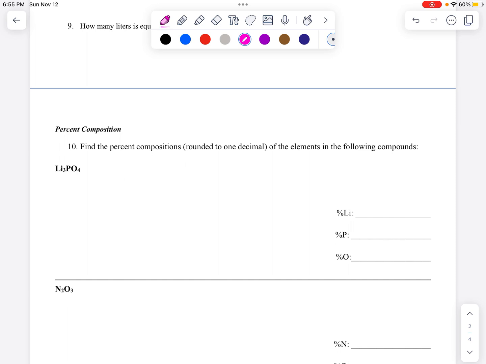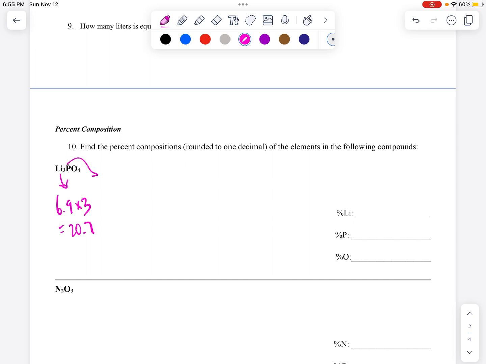So let's see. The first step you're going to have to do is find the molar mass of the entire thing, okay? So let's go ahead and try to find lithium first, okay? On the periodic table, lithium is approximately 6.9. I'm going to multiply that by 3, okay? Because there's 3 of them, obviously. So that gives me about 20.7. And that is for lithium only, okay?